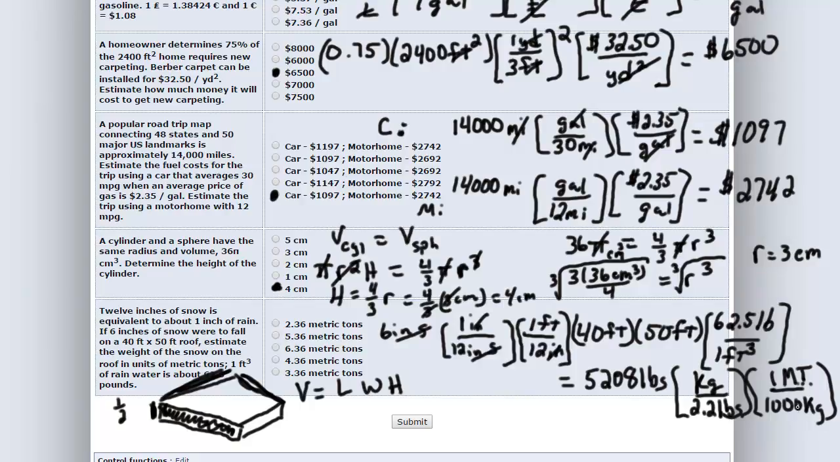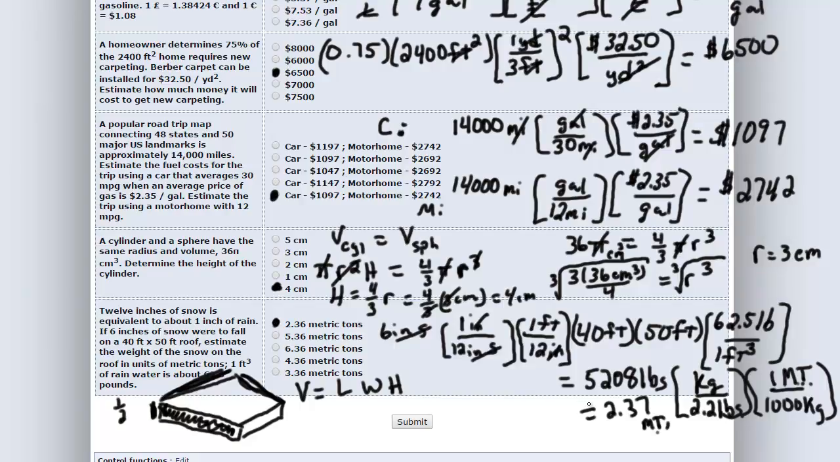or 2.36 or so metric, 2.367, so 2.37 metric ton. So 2.36 metric ton. That's a good approximation.